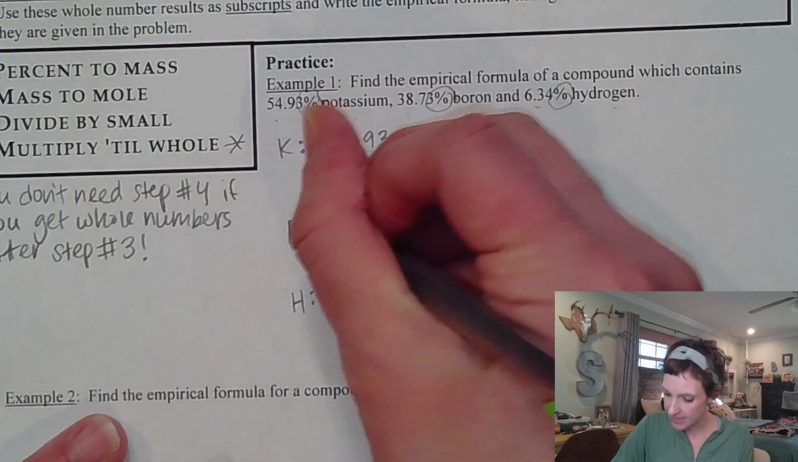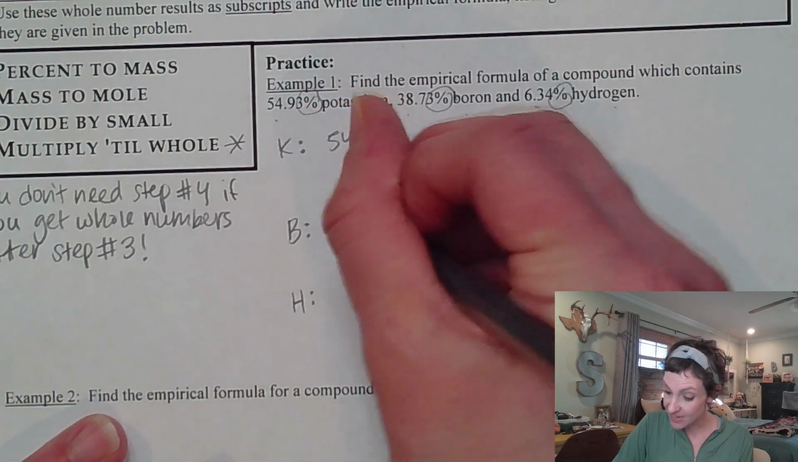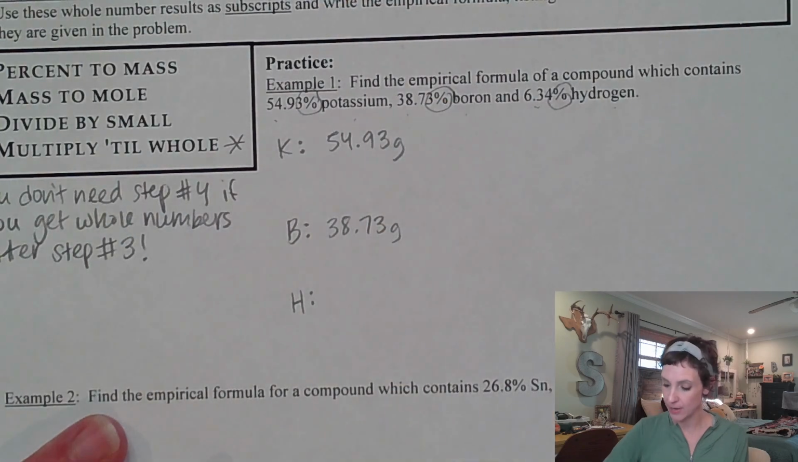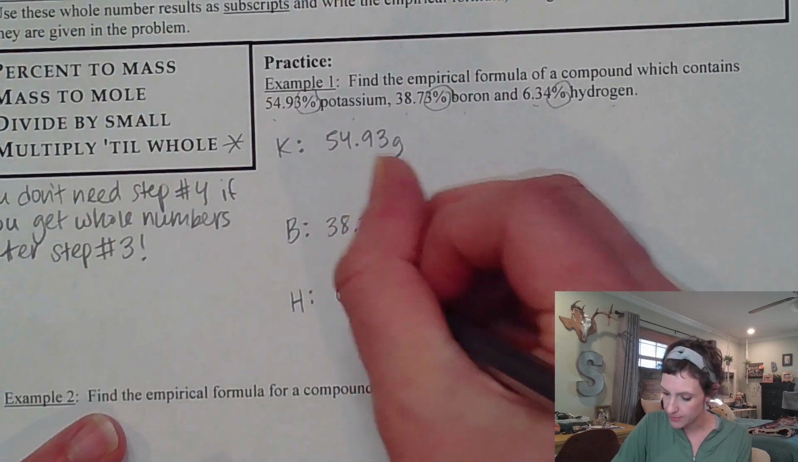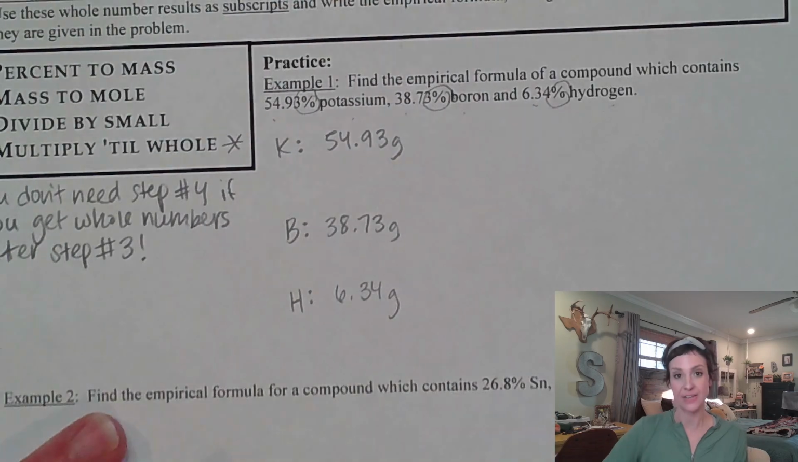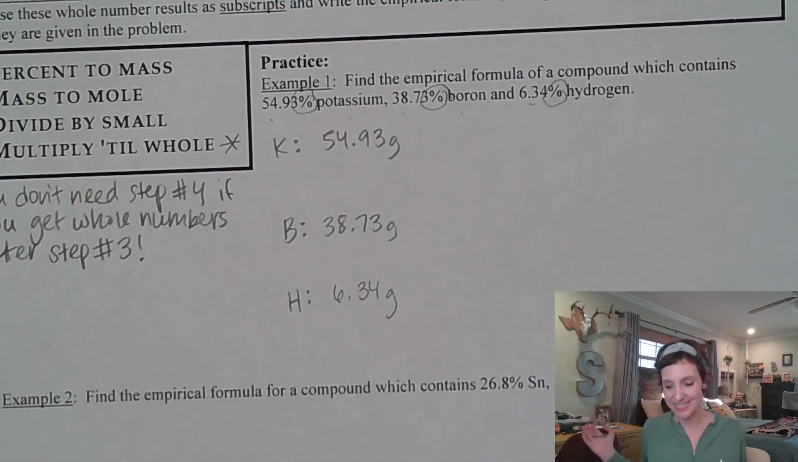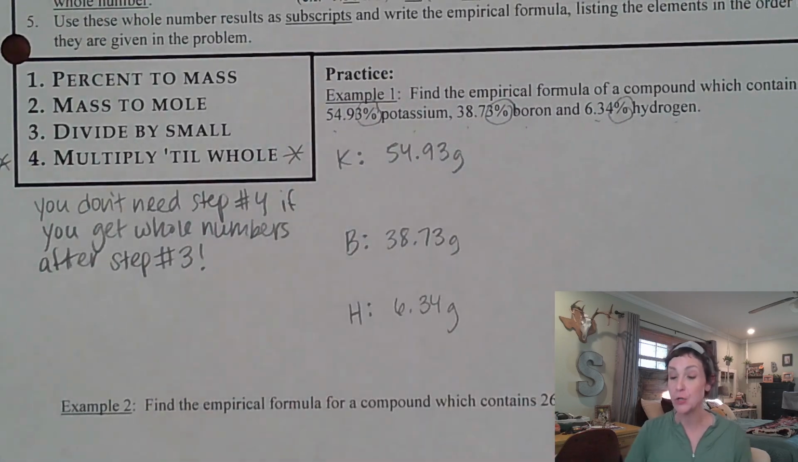We had 38.73 grams of boron, and then we had 6.34 grams of hydrogen. Okay, that was it. Percent to mass. That was not too terrible. We were ready for the next step. Percent to mass, mass to mole.